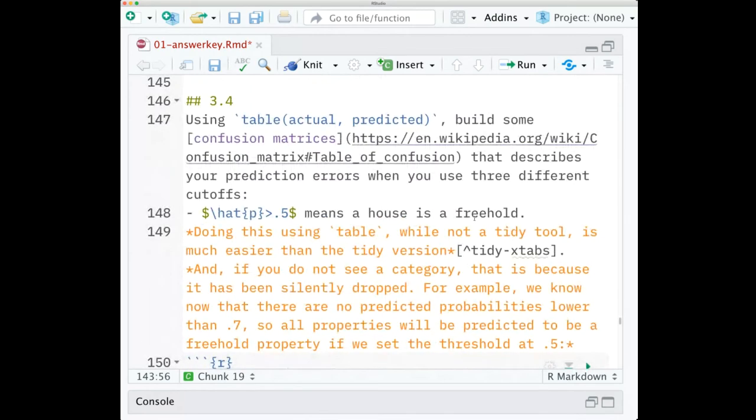Using table, build some confusion matrices. So you could have used something else. I'm just giving you a hint about how to make these confusion matrices, whatever you want to do.